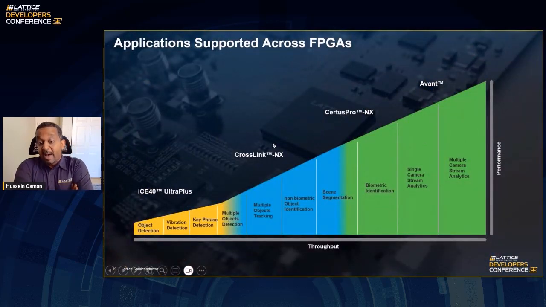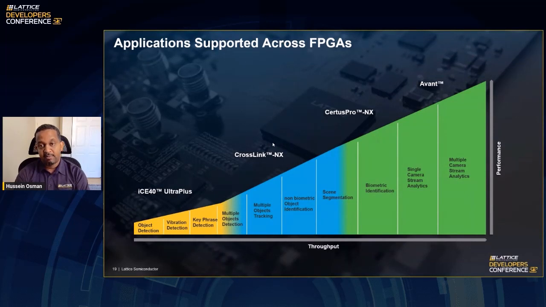Some example applications can all be supported through an FPGA. From Lattice's perspective, some devices like the Ultra Plus can do simple object detection. These are binary classifiers, vibration, key phrase. The next generation up of devices in terms of performance are the Crosslink family, and the Crosslink NX is able to do multiple object detection, user identification, scene classification, and segmentation.